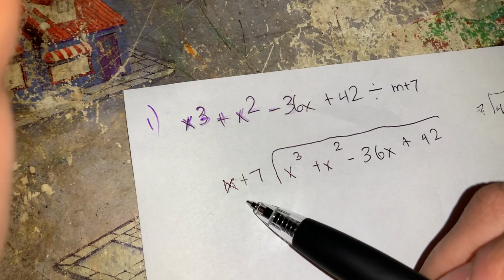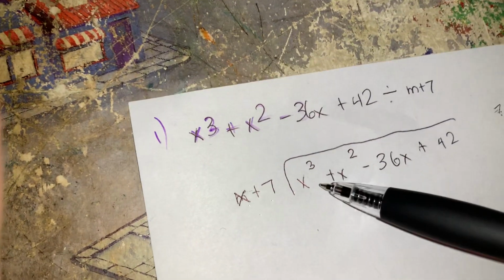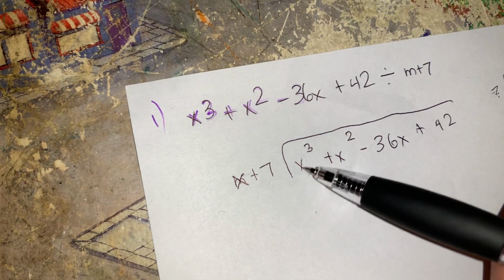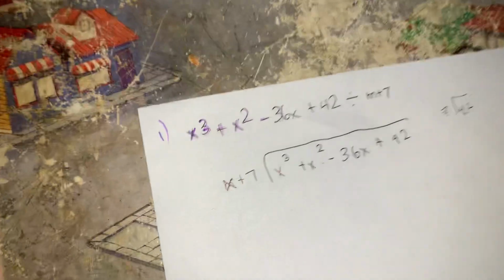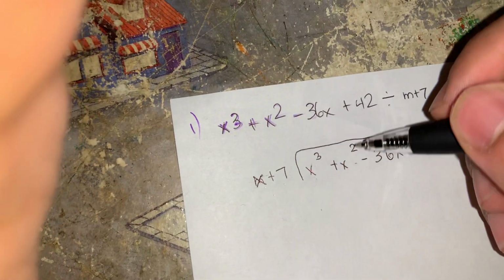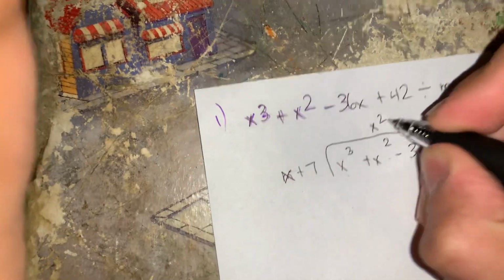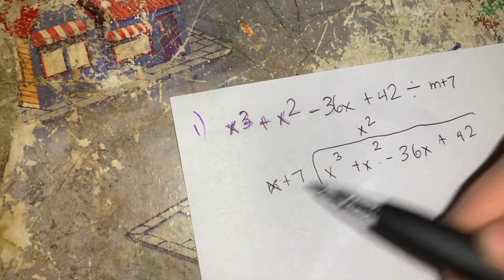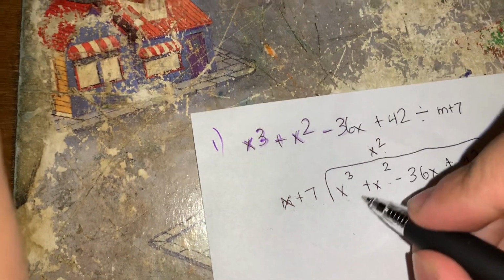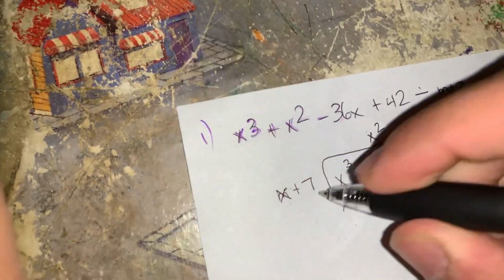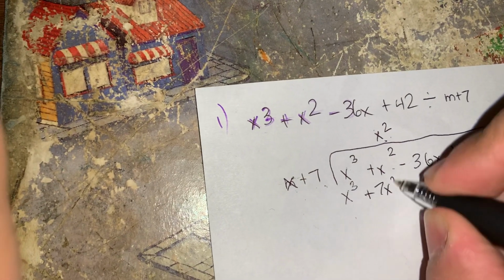So what's a number you can multiply x plus 7 by to get it to go into x to the third plus x squared? I'll help you out and tell you the number is x squared. So you're going to write x squared right here. x squared times x plus 7. Let's do the first step. x squared times x, that's x to the third. x squared times 7, that's 7x squared. So you're going to write x to the third plus 7x squared.